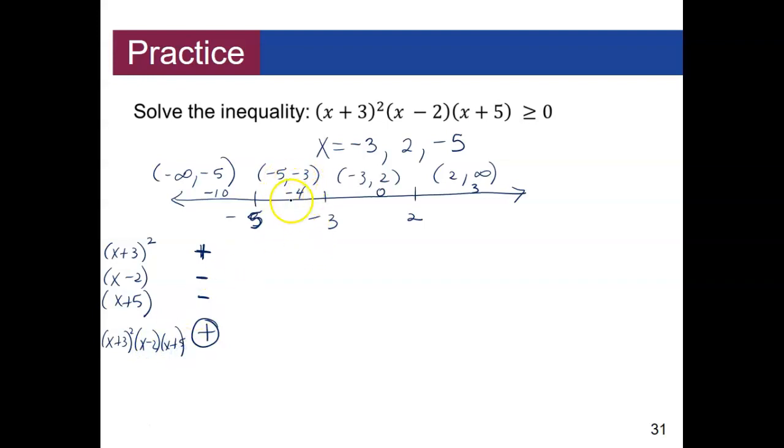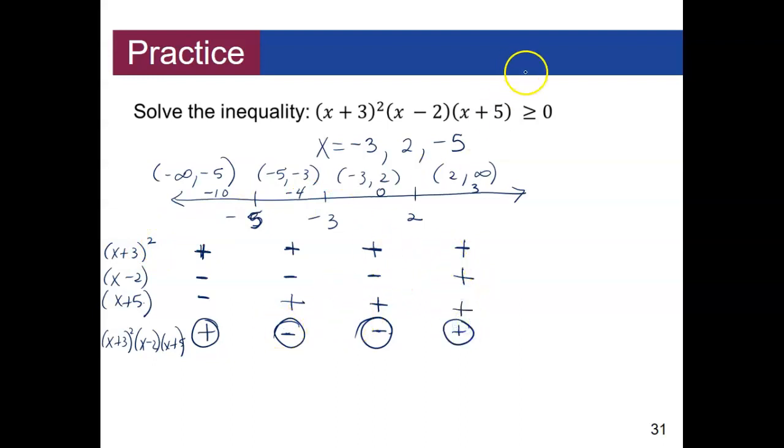Okay, this region here, if I've got the -4 that I'm plugging in, again, this is positive for everything. -4 minus 2 would be a negative. -4 plus 5 will be a positive. So I have an odd number of negatives, so this region is going to be negative. If I plug 0 in, this one's positive. This one will be negative, positive. So I end up with a negative. And here, if I plug 3 in, it's going to be positive. It doesn't matter really what, because it's a squared factor. If I put 3 in here, this is positive, this one's positive, so I end up with positive.